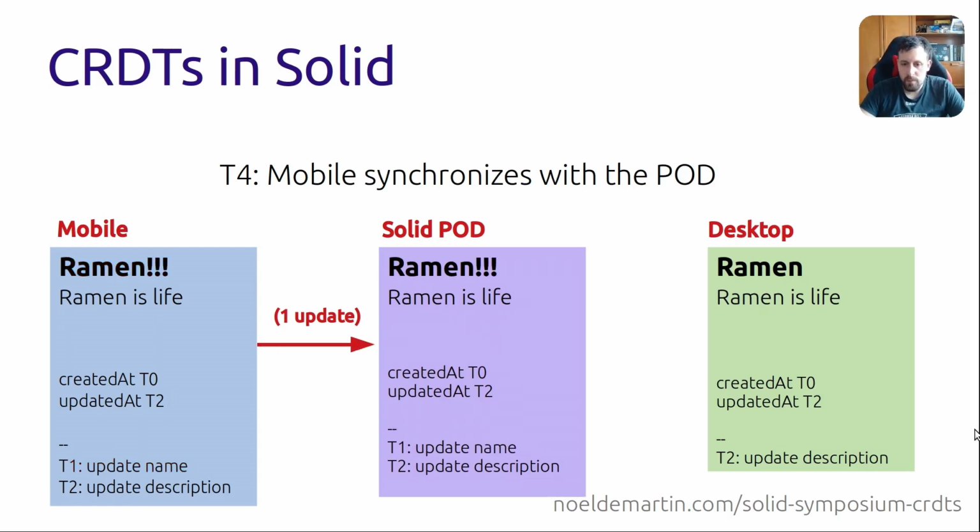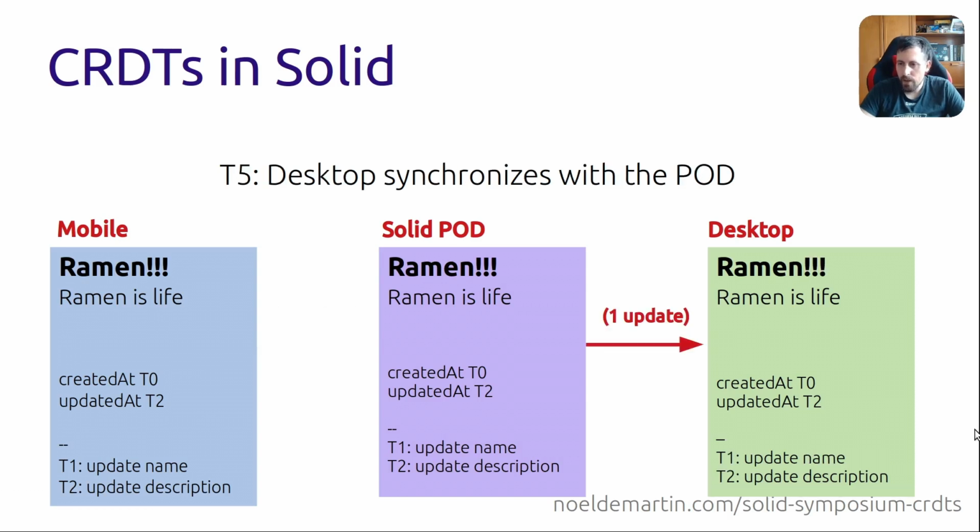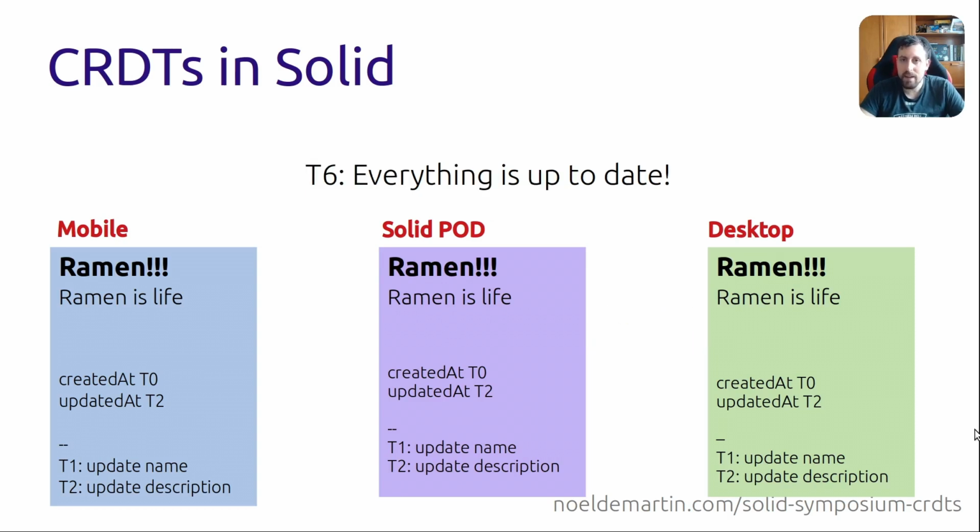When we synchronize with the pod, we also send our operations that we had locally, and this way when the desktop receives the new operations and reconstructs the state, because it has all the same operations as the mobile, the final state will be the same. And this is the basic idea of how CRDTs work.